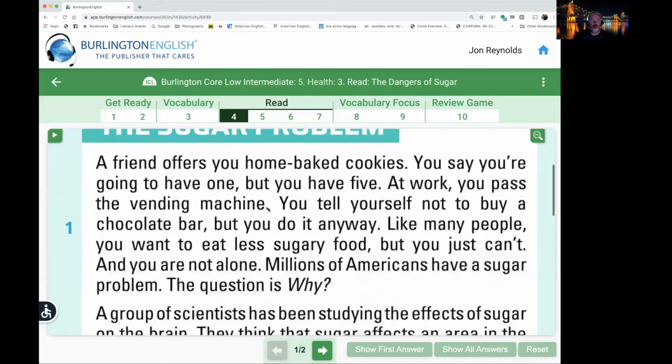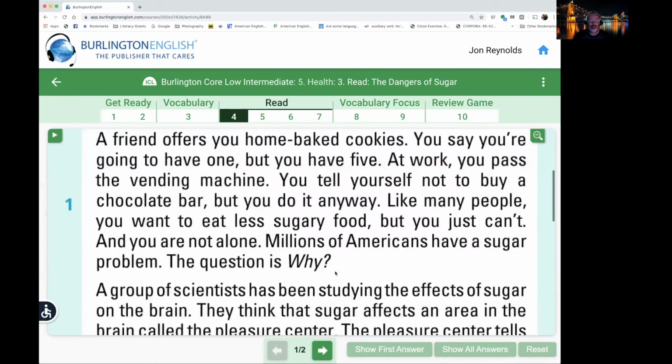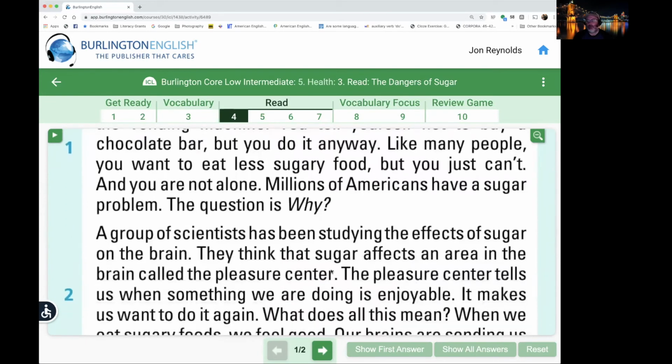A friend offers you home-baked cookies. You say you're going to have one, but you have 5. At work, you pass the vending machine. You tell yourself not to buy a chocolate bar, but you do it anyway. Like many people, you want to eat less sugary food, but you just can't. And you are not alone. Millions of Americans have a sugar problem. The question is, why?